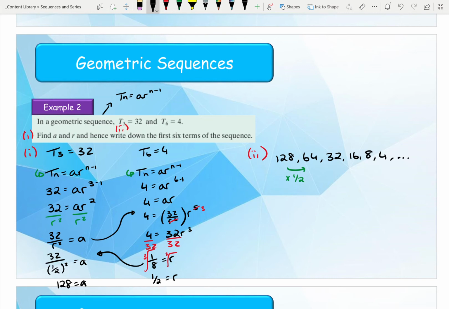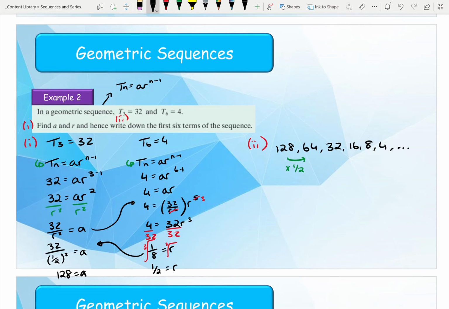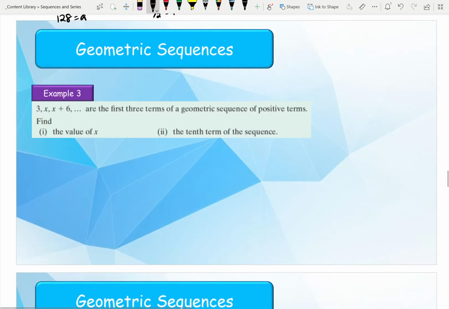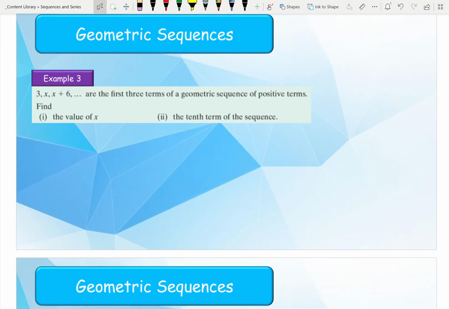So guys, you might want to pause the video here, particularly after my little arithmetic error there. Go back through example 2 and then we'll move on when you're ready to example 3. And example 3 is very similar to a question in the exam papers just before the factor theorem. So let's have a look here.